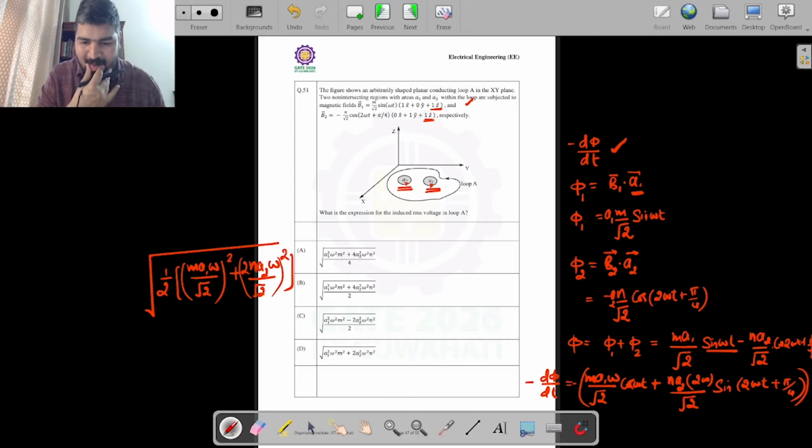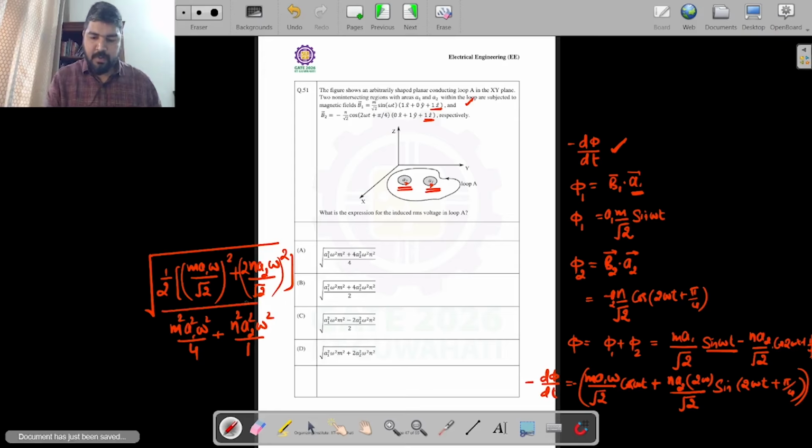So how much value will you get? If you simplify it, it will become m square A1 square omega square by 4, this is the first term, plus n square A2 square omega square by 1, and take the root of this. If you take 4 as LCM, then I think you will get this answer. Please check question number 51. Okay, so this is the correct answer. Again, this was a simple problem. Let's move to the next question.